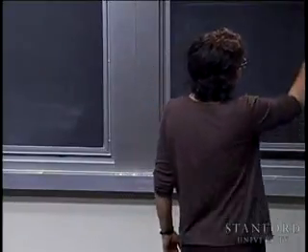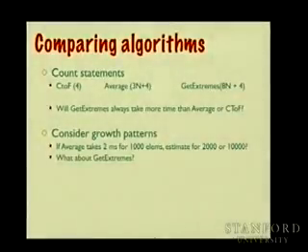So I have these numbers, like 4 statements for the Celsius to Fahrenheit, 3n plus 4, 8n plus 4. These tell us a little bit about whether get extremes will always take more time than average or C to F. Given the way those numbers look, if you plugged in the same value of n, the same size vector, it should take more time to compute get extremes than to compute the average. We're going to discover that we're not actually going to try to make that guarantee.